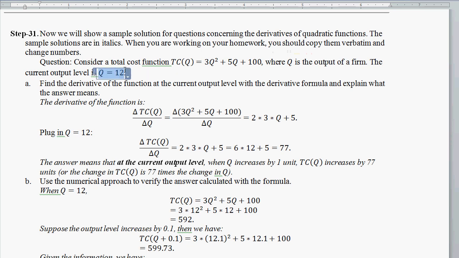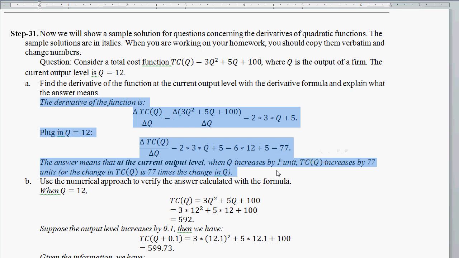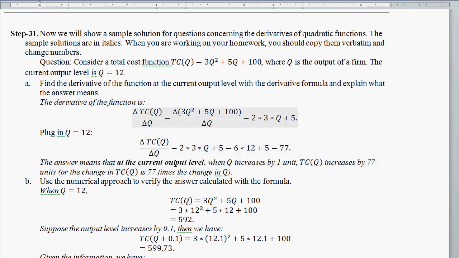Now, first of all, remember, you need to write down this sentence. You want to greet your readers with words, sentences. Everything in your solution must be in a sentence. Actually, you can see here we have punctuations, right? Period, period, period. We don't have any fragments here. The derivative of the function is equal to, that's the definition. Then now we plug in TC(q), that's 3q squared plus 5q plus 100.